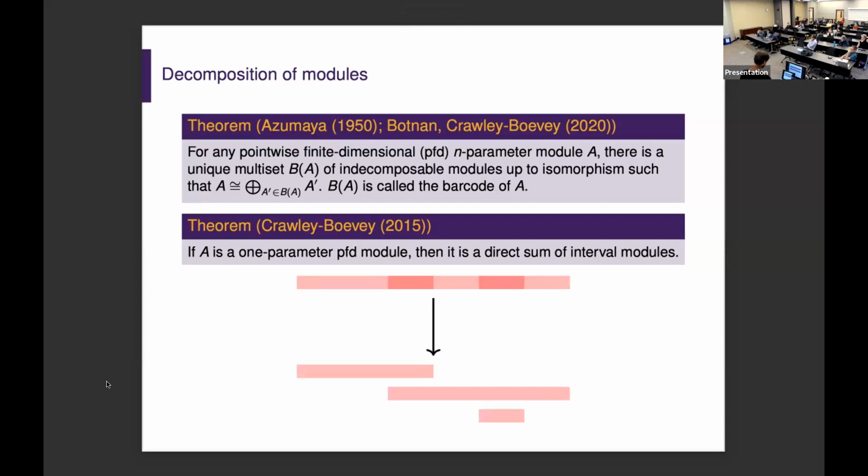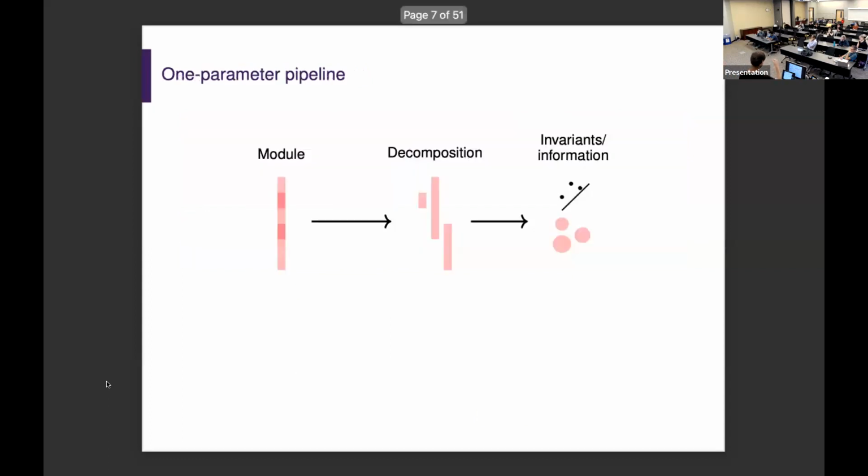This means that we have this nice 1-parameter pipeline where you start with a module, or I could even add a step to the left here. We have some data sets and you get a module out of it. Then you decompose the module, and then you can draw the persistence diagram, for example, as we've seen in previous talks. And this is convenient for algorithms, because you're dealing with many small pieces instead of one big, ugly algebraic object.